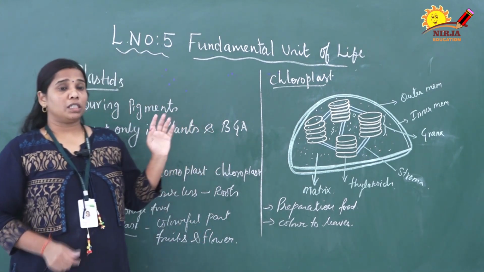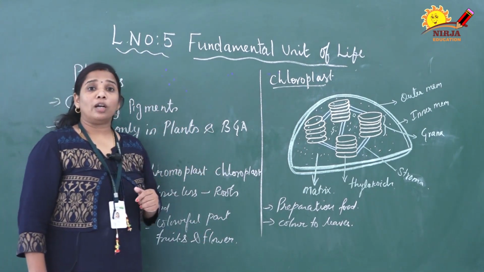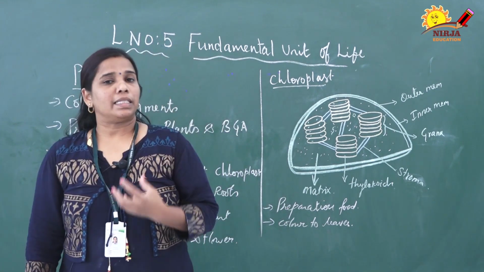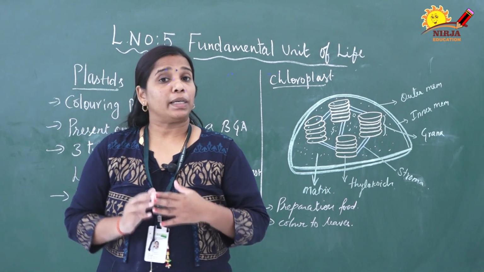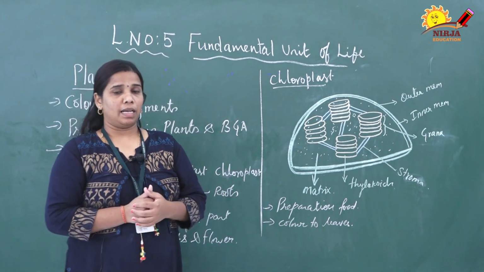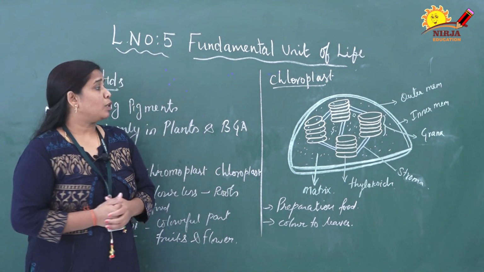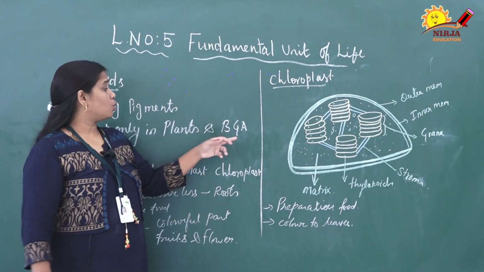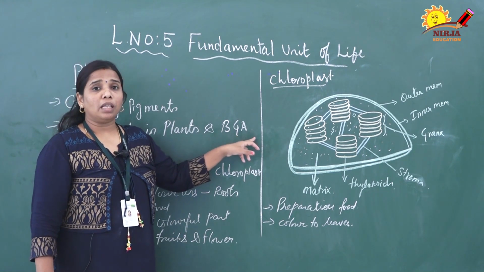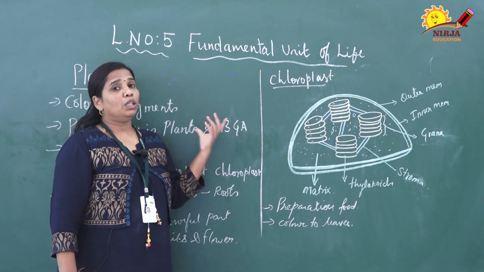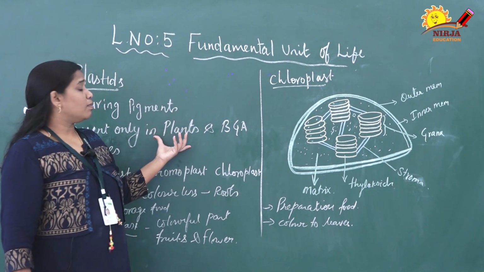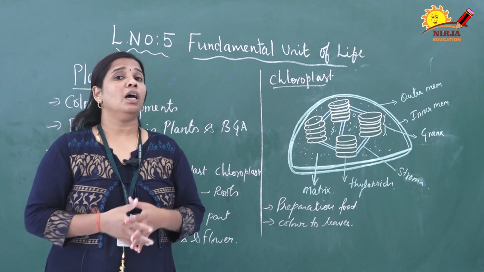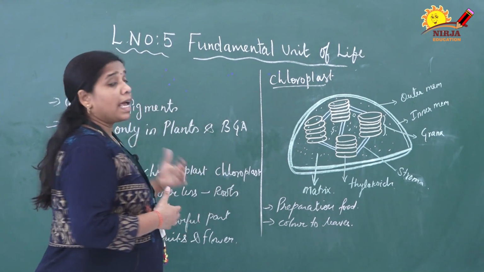Now we are going to discuss the last cell organelle, that is called plastids. Plastids are cell organelles present only in plant cells and certain bacteria, particularly cyanobacteria. Cyanobacteria is also called BGA, that is blue green algae. Only these two organisms have plastids. In the remaining organisms, animals, fungi and bacteria, plastids are absent.